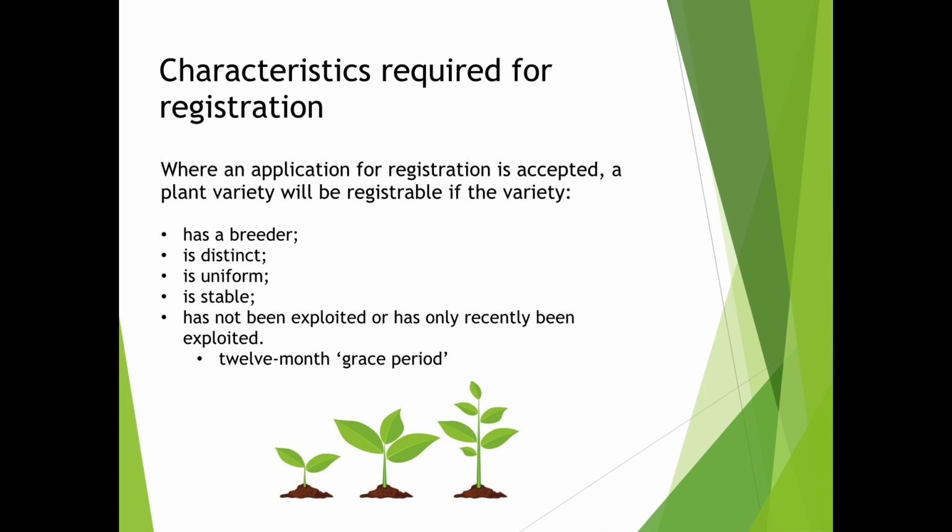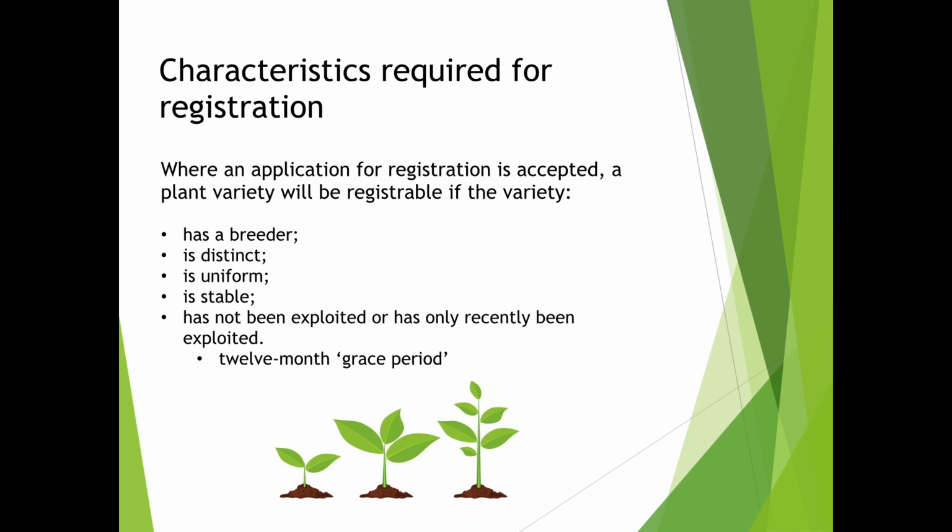Under Section 43 of the Plant Breeders' Rights Act, there are certain characteristics required to be certified before a plant variety will become registrable. Firstly, it must have a breeder. The breeder may be an individual, a group of individuals, or a company body if it were bred by an employee. The plant variety must have been developed with some level of human intervention to constitute breeding.